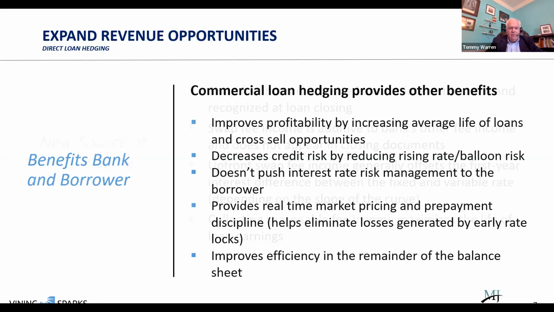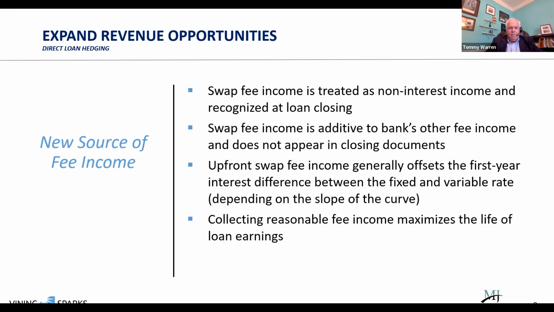So let's talk about what would happen in this. We do the loan swap. We also get loan fee income. And this is something that almost all of our bank customers use. It's treated as non-interest income. It doesn't appear on your closing documents, but most of our depository institutions receive 15 to 25, maybe sometimes a little more of swap fee income. On a $1 million loan, that's $16,000 to $18,000. And that is money that under GAAP, you recognize as non-interest income on the date of the loan closing.